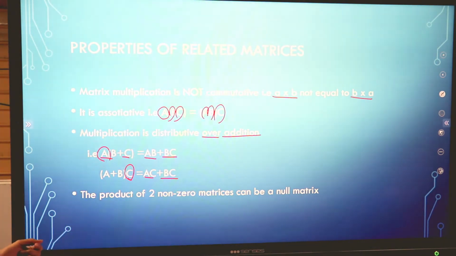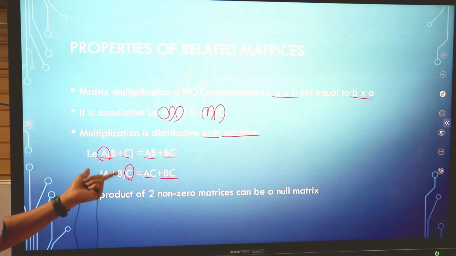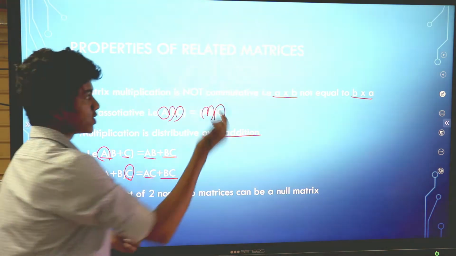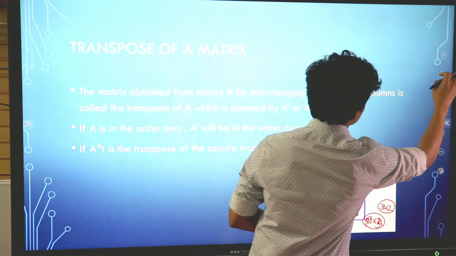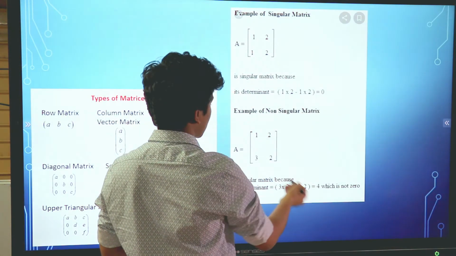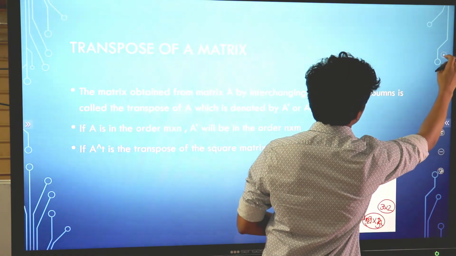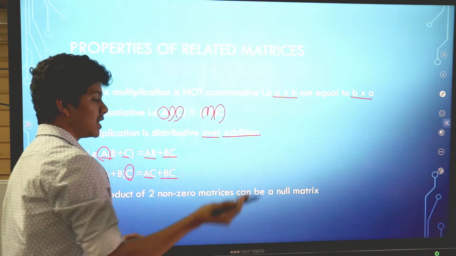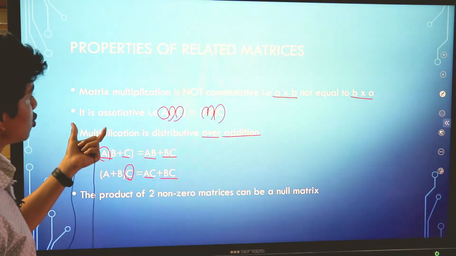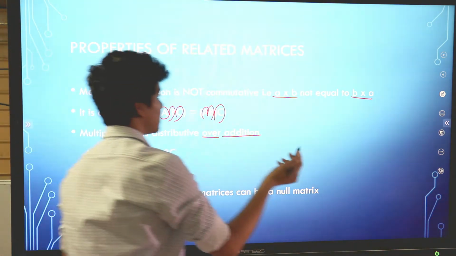That will be distributive. Product of two non-zero matrices. Non-zero means whose values are not 0, which we saw is a non-singular matrix as well. The product can be a null matrix, which means if I multiply two matrices whose values are not 0, I can still get a 0 out of it.